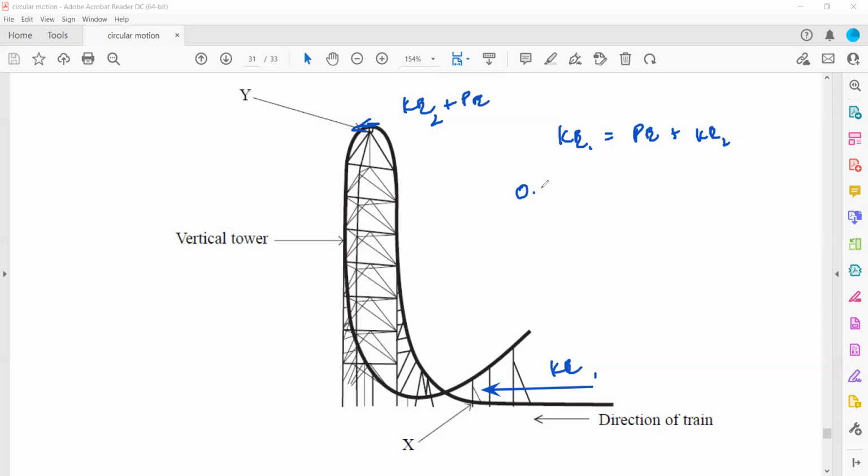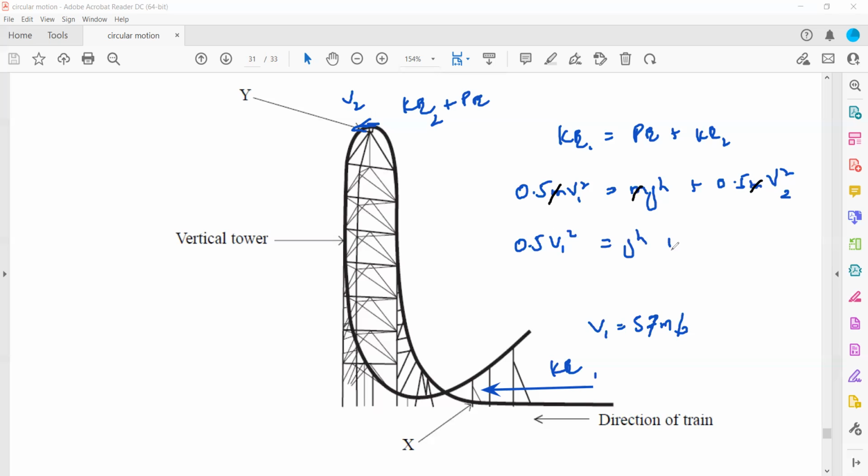Kinetic energy is half mv squared, so I can write 0.5 mv squared. Potential energy is mgh, and again kinetic energy is half mv squared. But these two velocities are different. The velocity here, v1, was 57, and we are finding the velocity at position Y, which we call v2. m is common in all three quantities, so we cancel it out. So 0.5 v1 squared equals gh plus 0.5 v2 squared.